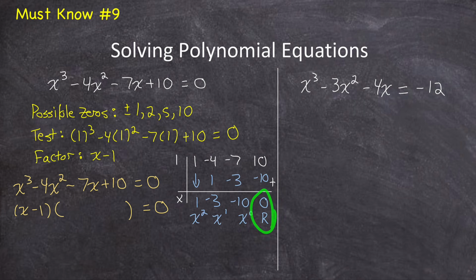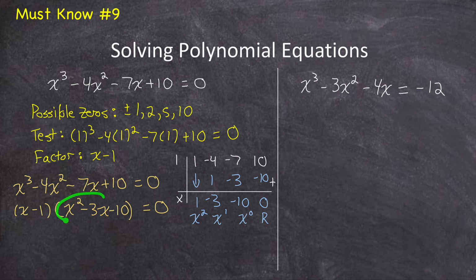Getting 0 for the remainder verifies that x minus 1 is a factor of the polynomial, and the other factor is the quotient x squared minus 3x minus 10. And now that I have the polynomial in factored form, I have a product of 2 things equal to 0. I know that product would be 0 if either of these factors was equal to 0. This factor would be 0 if x was 1.